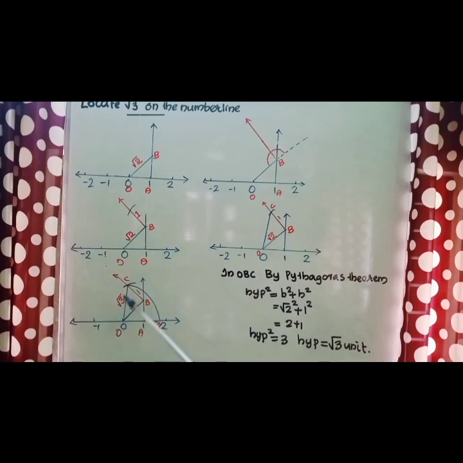So take that distance by using a compass. It is root 3 unit, and mark to the number line by drawing an arc. Then we can mark or locate root 3 on the number line.